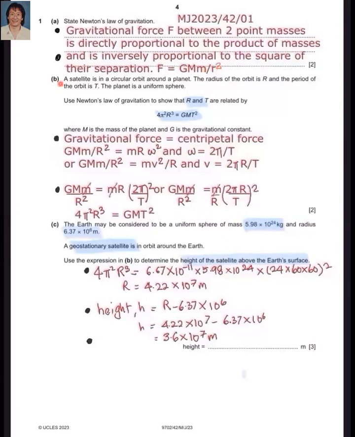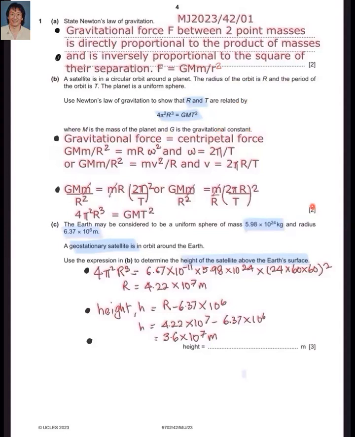And then for part B, a satellite is in circular orbit around a planet. The radius of the orbit is r and the period of the orbit is T. The planet is a uniform sphere. Use Newton's law of gravitation to show that r and T are related by the formula. This is a formula where M is the mass of the planet and G is a gravitational constant. This question carries 2 marks.